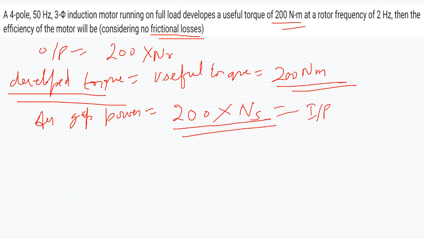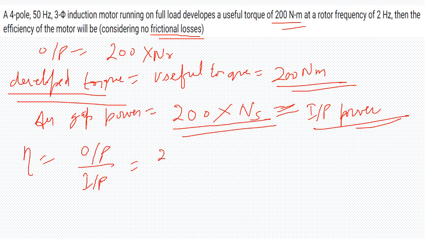If some information had been provided about the stator losses, we would have considered those also and added them here with 200 ns. But now we know that this is our input power, and the output power is also with us. So we can simply take the ratio. Efficiency will be output over input.